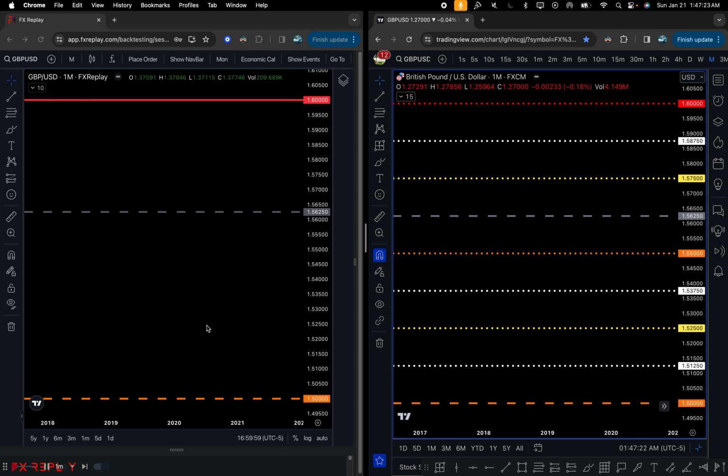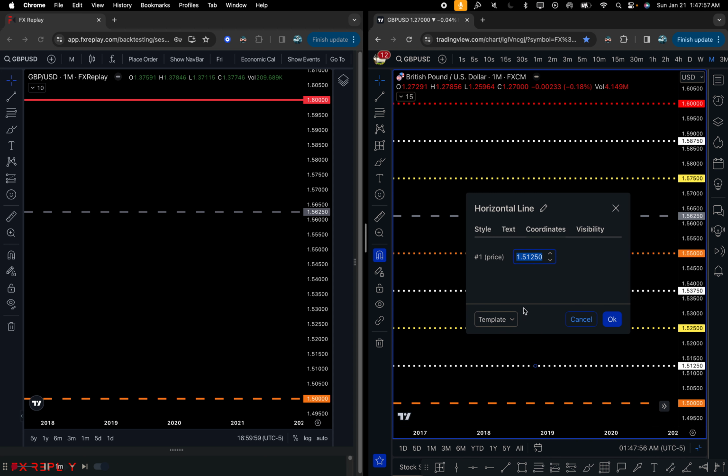It doesn't really matter which way you do it, but let's say you drew your levels on FX Replay for some reason. You could transfer them over from FX Replay to TradingView. But I'm assuming that you're establishing yourself on TradingView first, right? And then you would want to transfer those onto not just FX Replay, but really any back testing platform. So let me get to it.